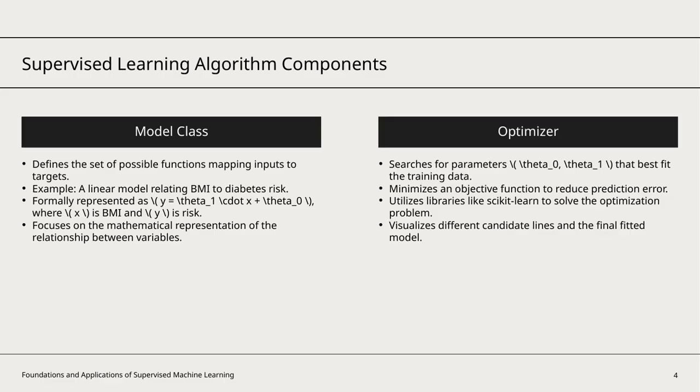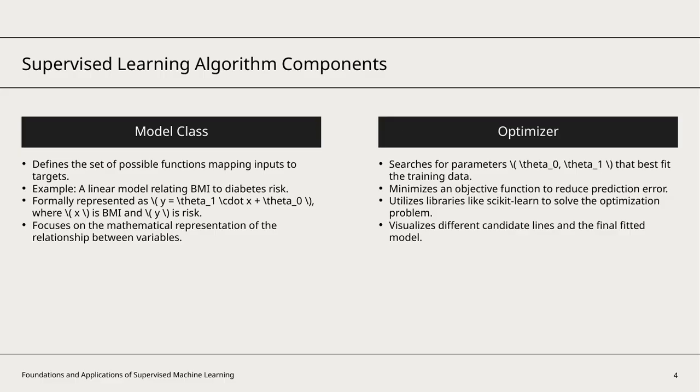Next, we have the model class, which is essentially the set of possible functions our algorithm can choose from. Think of it as defining the form or structure of the relationship we're modeling. For example, a simple linear model that relates BMI to diabetes risk. Mathematically, we write this as y equals θ1 times x plus θ0, where x is BMI and y is the risk. This gives us a clear, mathematical way to express the relationship between the input and output variables.